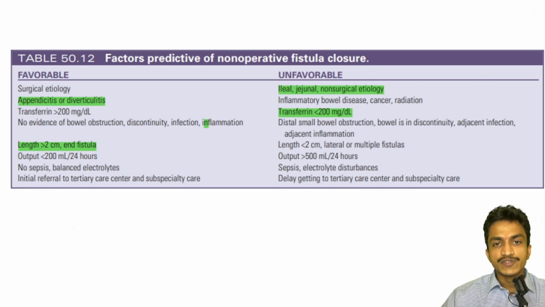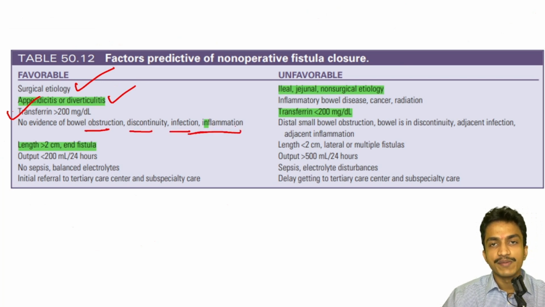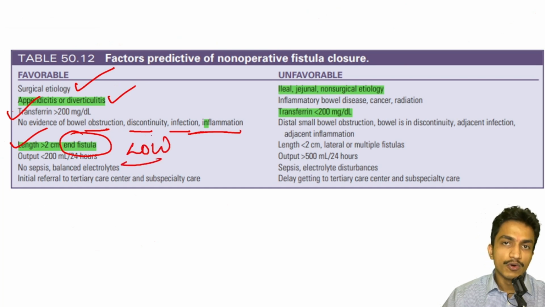Now, what are the factors which are predictive of non-operative fistula closure? So what are the favorable factors? If it is iatrogenic, or post-appendicitis or diverticulitis, the transferrin level is greater than 200, there is no obstruction, discontinuity, infection or inflammation, then it will be a favorable factor for fistula closure. If it is a long fistula tract with an end fistula, then sometimes there are higher chances of spontaneous closure. If it is low output, no sepsis, no electrolyte imbalances, and we have given tertiary care from the start, then it becomes a favorable factor.